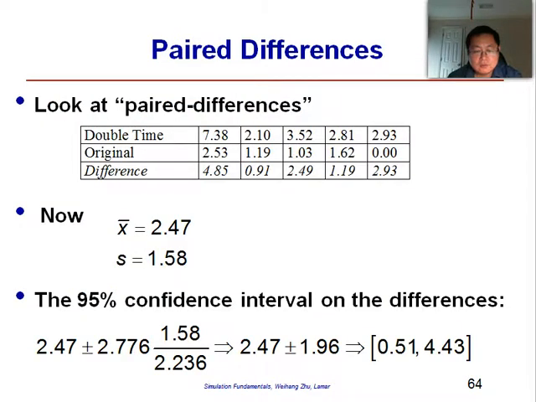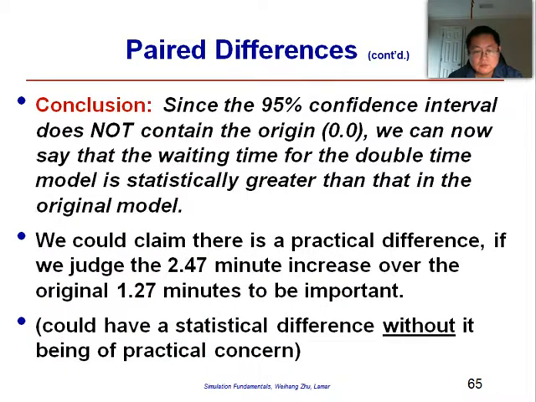This is another way to compare the two results. We can pair the values in each replication and find a difference. The 95% confidence interval is 0.51 to 4.43. This interval does not span 0. Since this interval does not span 0, we can say the waiting time for the double time model is statistically greater than that in the original model. Therefore, this is a better way of comparing the two parameter settings of the same model.